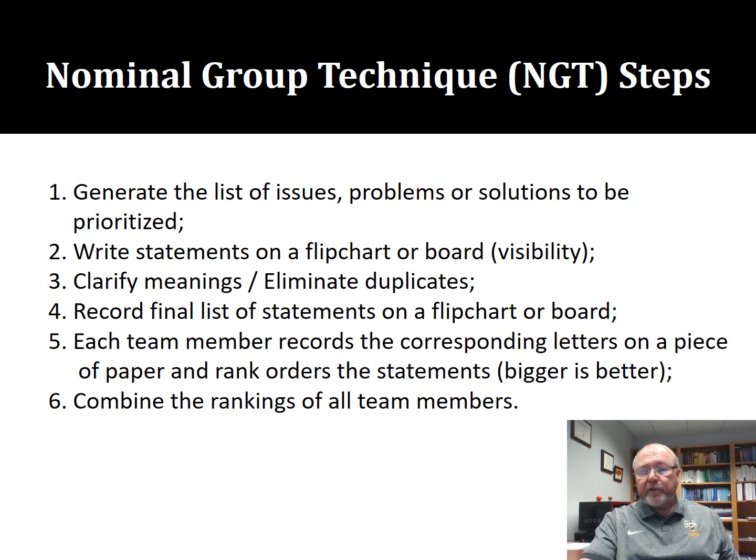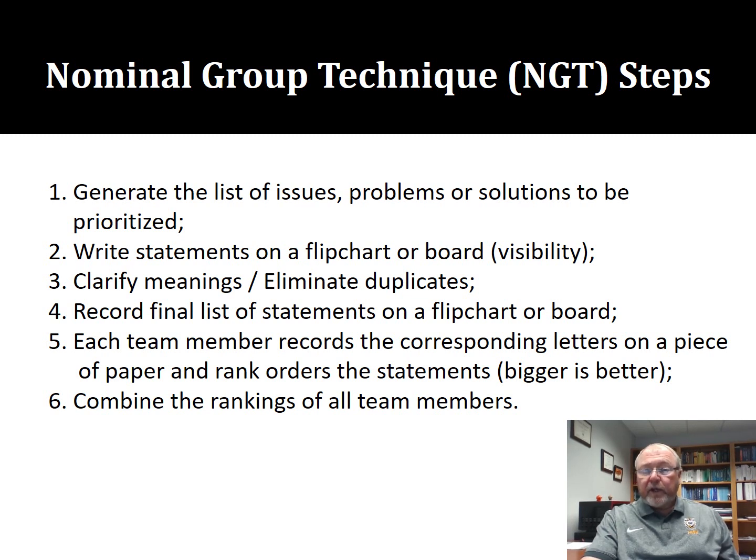But the steps would be to generate the list of issues, problems, or solutions to be prioritized. Okay, let's suppose that that was A through J that we were just looking at for the common convention example. Write those statements on a flip chart or board very, very visibly. So I would write down what those things were. And then next to it, I would put the letters A through J, okay, just for simplicity. We would talk about it, we'd clarify the meanings, we'd make sure that everybody was on the same page as to what those things meant. We'd record our final list, so let's say it was the A through J as you saw it.